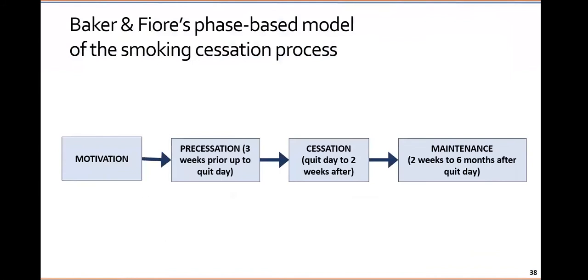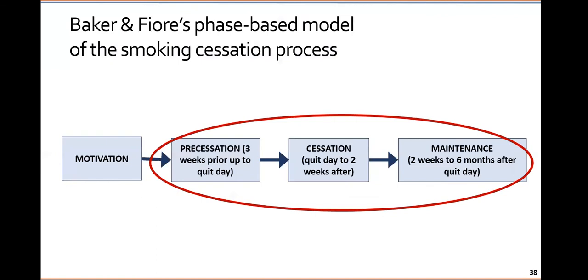This shows you the Baker and Fiore phase-based model of the smoking cessation process. There's an initial motivation phase. Then people move into pre-cessation, which is 3 weeks up to the quit day. And according to this model, everyone sets a specific quit date. Then after the quit date, the cessation phase is from that quit date to 2 weeks after. And then there's a maintenance phase that's 2 weeks to 6 months after the quit date. The experiment that I'm going to show you, the optimization trial, mainly concerns pre-cessation, cessation, and maintenance.